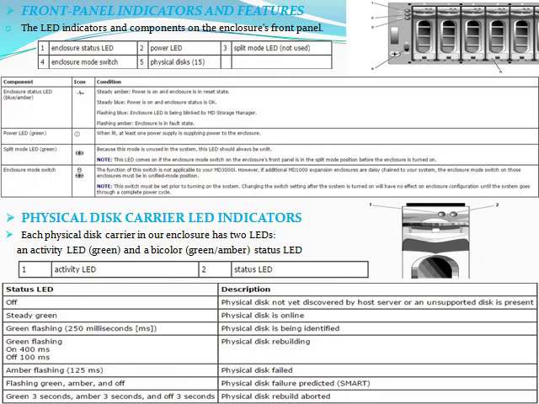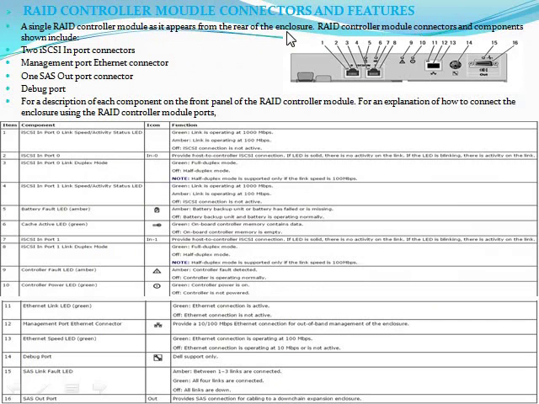If it is flashing amber, the disk has faulted. If the status LED is flashing amber, flashing green, then amber, then off, it means physical disk predictive failure. If the status LED is green for 3 seconds, amber for 3 seconds and off for 3 seconds, it means the physical disk rebuild failed.